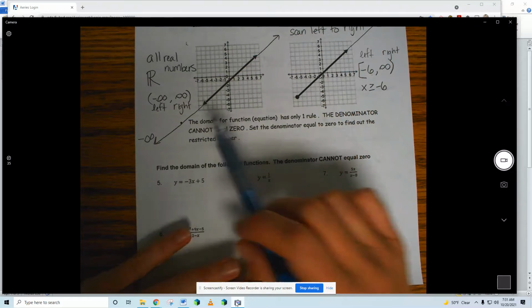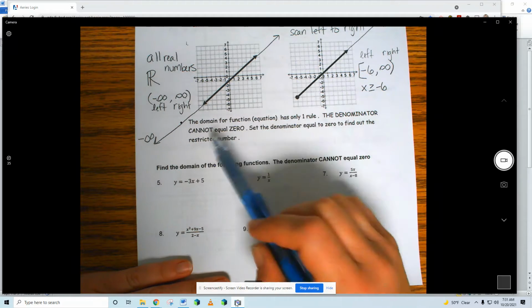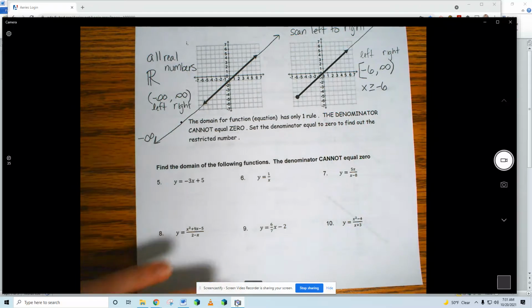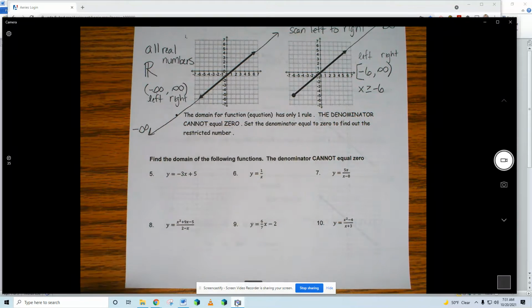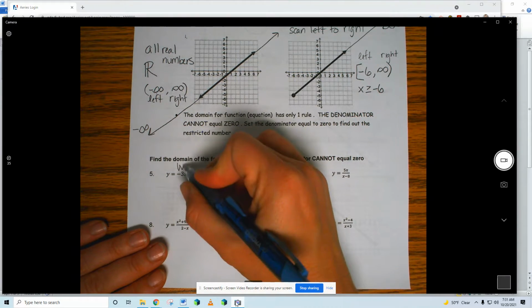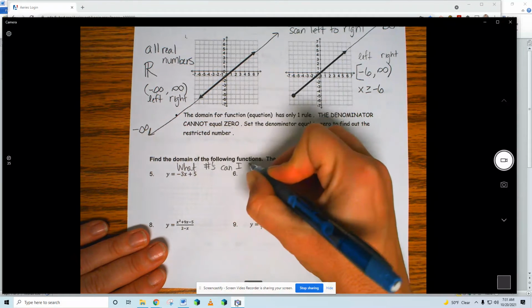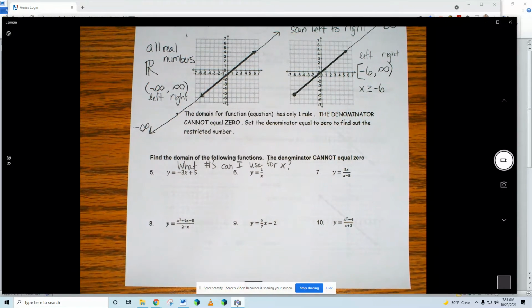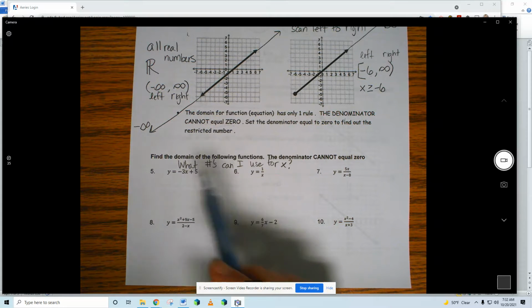Okay, another rule for domain. The domain for a function, an equation, has only one rule. The denominator cannot equal 0. Set the denominator equal to 0 to find out the restricted number. So I cannot have a denominator that equals 0. Well, number 5 doesn't even have a denominator. So it's asking me what numbers can I use for x? Well, negative 3 times x plus 5. What could I plug in, you guys? What could I put there?